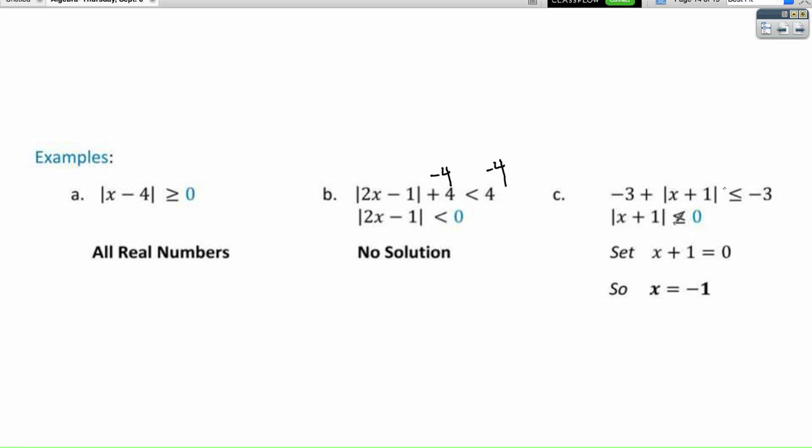The third example, I've got to get it alone. I would have to add 3 to both sides, which is where we get it to be 0 on the right side. So because it says less than or equal to 0, I'm just trying to find out what's that one number in there that will make it 0, because that's the only possibility that could happen. So I just take x plus 1 and I set it equal to 0 to find out what that number would be. Many of us can already see it's going to be negative 1. So the only answer for this one would be negative 1. That's the only possible answer that this could be.